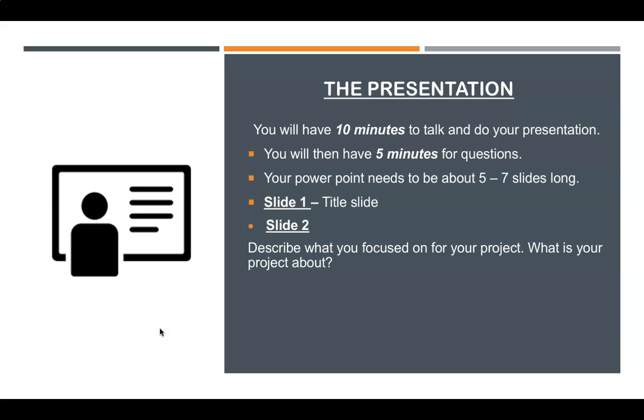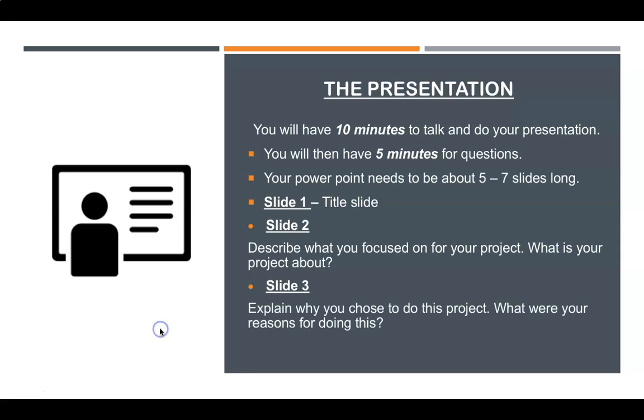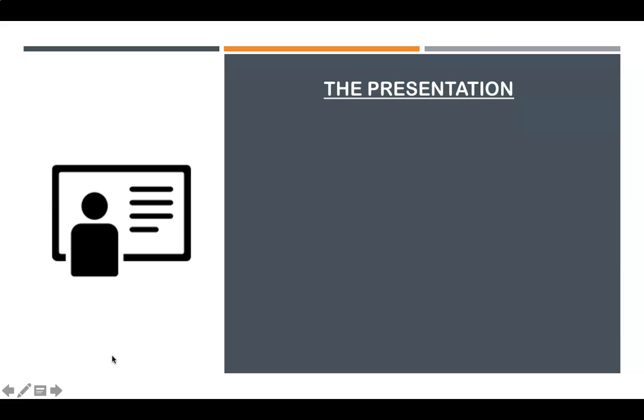Slide 2, describe what you focused on for your project, what your project is actually about. Slide 3, you'll explain why you chose to do this project, what your reasons were for doing this: a keen interest in something, something that you have figured out may not actually have an answer, therefore you've hypothesized something, just something that interests you, I would assume.